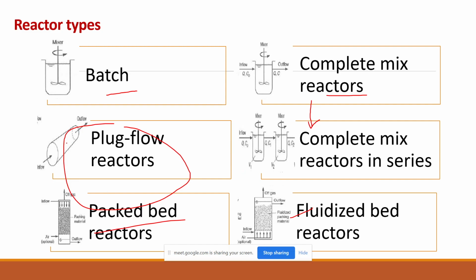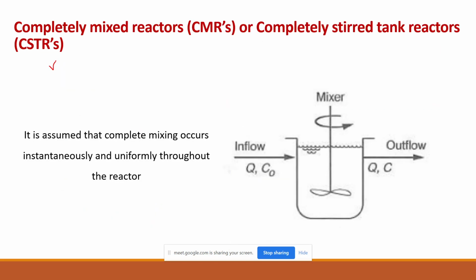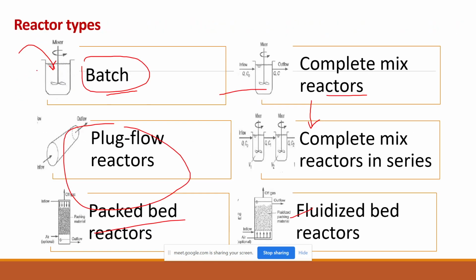Usually the main difference is between a batch reactor and a continuous reactor. What happens in a batch reactor is you put in wastewater, allow it to be treated for say X hours, and then you just withdraw the treated water. That is a batch reactor. Nothing is added in between and nothing is removed.